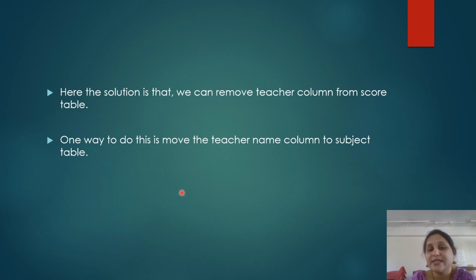Means we have also created a subject table, which contains subject number and subject name. One thing you can do is remove the column teacher name from the score table and add it to the subject table. Or else you can create a new teachers table. So we will check both ways now.